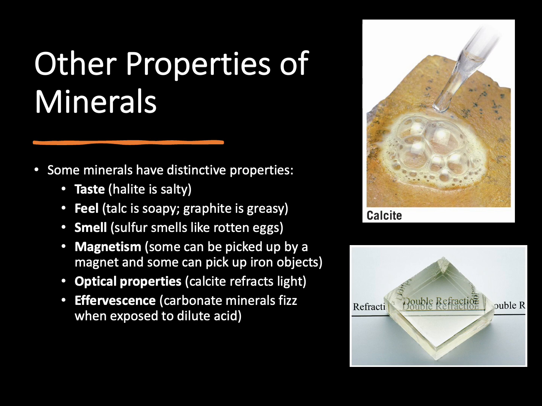Some minerals have optic properties. It changes the image when light moves through them. And one of my favorite examples is called double refraction, which we see here on the bottom right. Calcite causes double vision when an image moves through it, called double refraction. It's doubling that image.